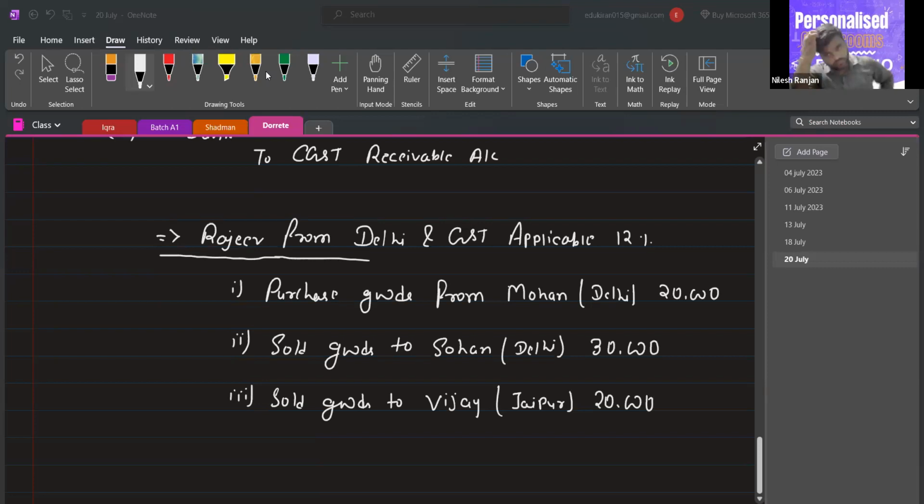Sir, I have a doubt. Should I add the 12% GST in every single question? Yes. When GST applicable is 12%, you have to add GST in all the sales, purchases, or any service given or taken, for all the items.